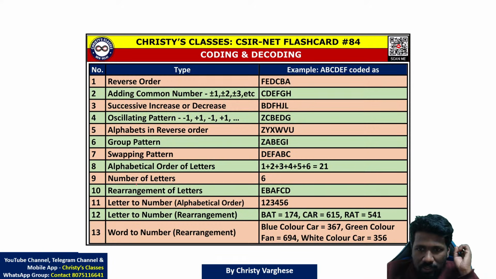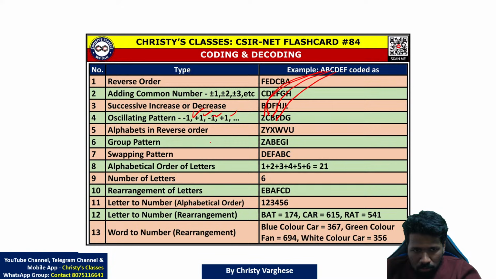Oscillating means ये देखिए A minus 1 is Z, A minus 1 Z because of the circle of alphabet concept. A previous letter is Z now. So B plus 1 is C, C minus 1 is B, D plus 1 is E. So minus 1 plus 1 minus 1 plus 1 the pattern.